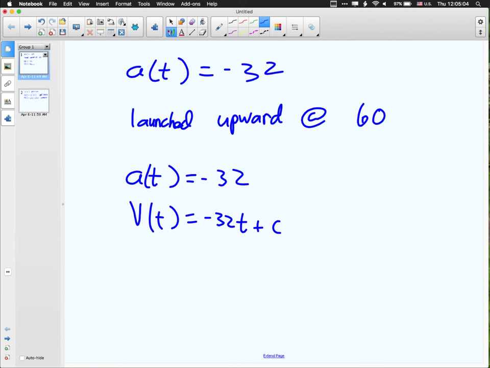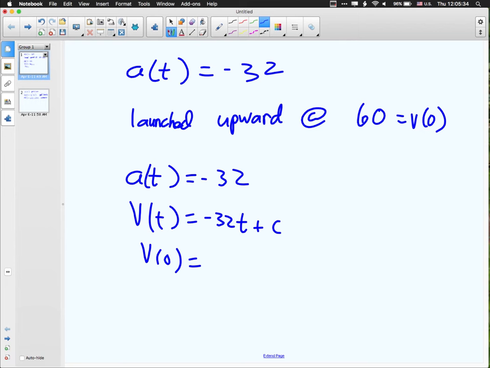What about 60? When t is 0. Right? That's the initial speed. So this 60 is v of 0. How do we use that to solve for c? Plug it in.